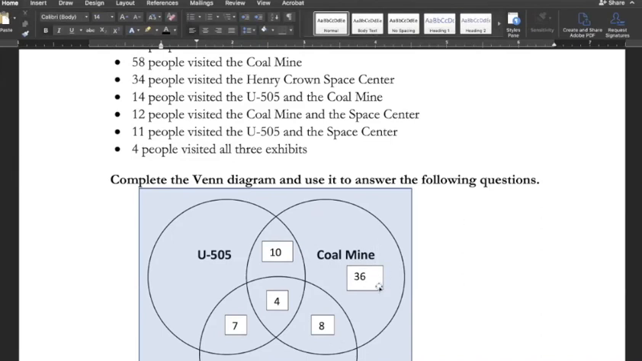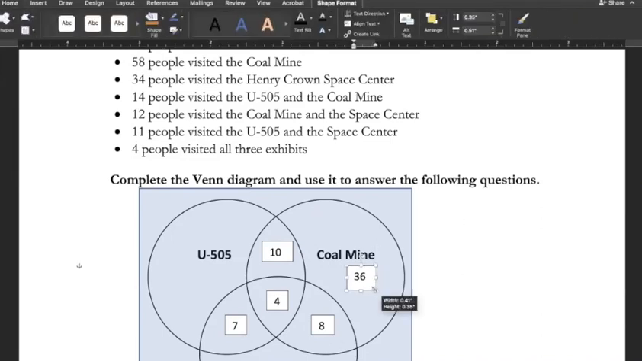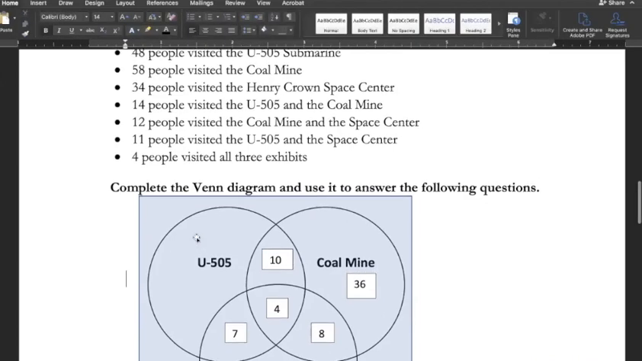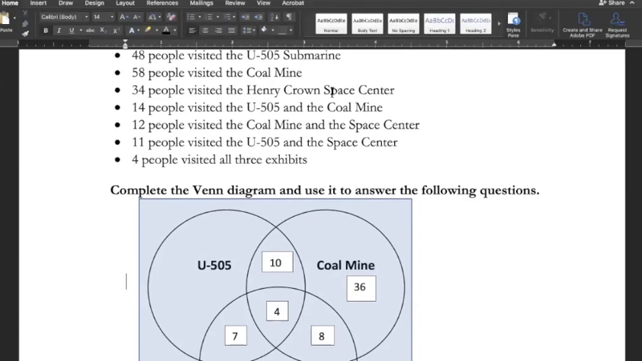Okay. And I'm a little OCD. I like my boxes to be a little bit more square. So let me fix that. All right. And then the last thing is that 48 people visited the U505 submarine. Now we've already counted some of those people.